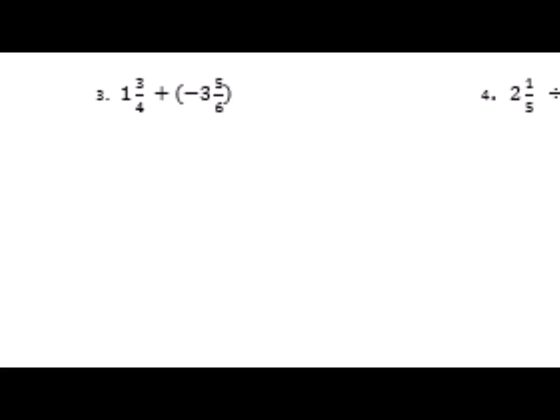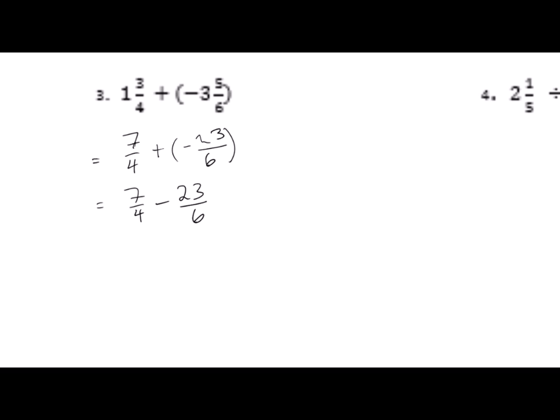Question number 3, we have to go and change all our mixed fractions into improper fractions. So 4 times 1 plus 3 is 7 over 4. Minus 3 times 6. 3 times 6 is 18, plus 5 is going to be -23 over 6. Now, we can change that to 7 over 4 minus 23 over 6.